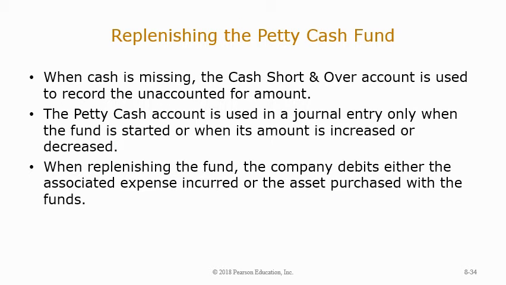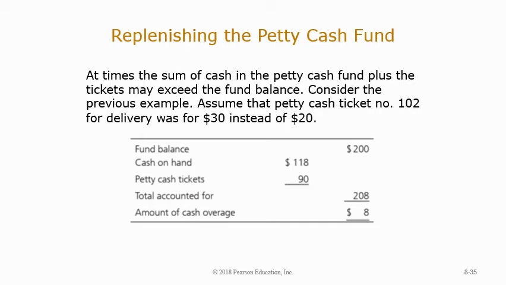When cash is missing from the petty cash fund, the cash short or over account is used to record the unaccounted for amount. We're not necessarily going to be super upset over $2. If we can find the $2, great, but we're not going to spend an entire day looking for $2. The petty cash account is used in a journal entry only when the fund is started or when it is increased or decreased. When replenishing the fund, the company debits the other associated expense accounts or the asset that is purchased with the fund. So we don't ever use petty cash unless we are increasing or decreasing the fund once it has been established.